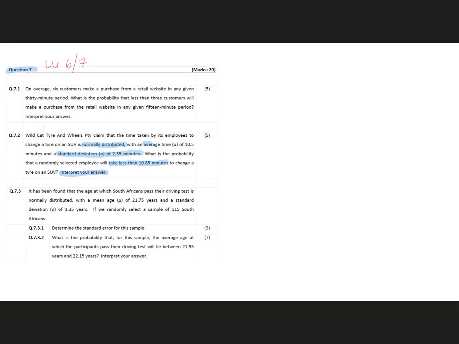Okay, so back to the question. As I was saying, the way in which I like to teach this is to firstly draw up the bell-shaped curve, which looks like this. And down the center, we plot the population value that was given to us, which was the 10.5 average. So we're going to plot in the 10.5.